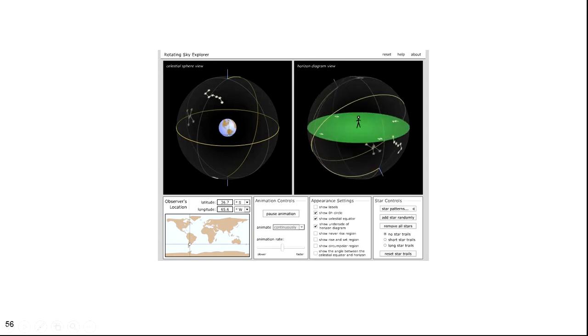So suffice it to say, this system of right ascension and declination allows us to locate any object in the sky from anywhere on Earth.